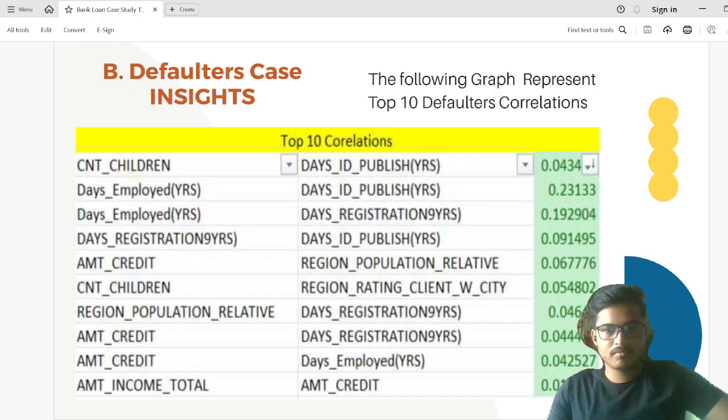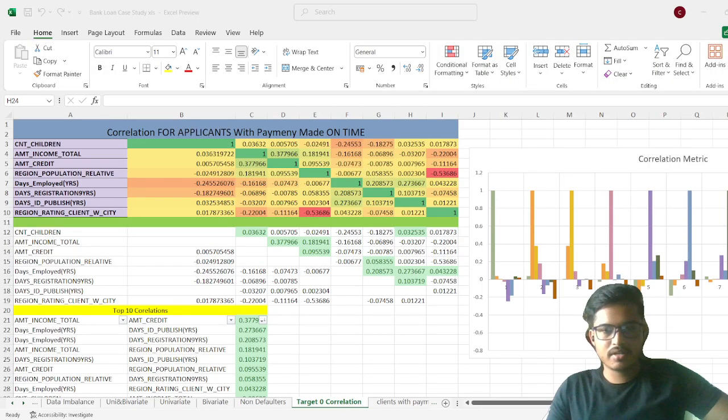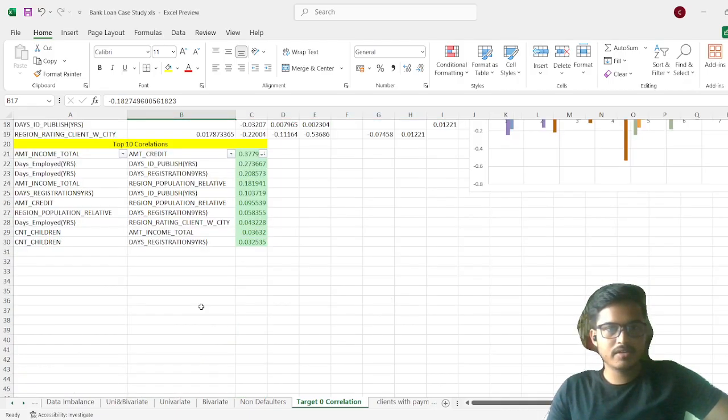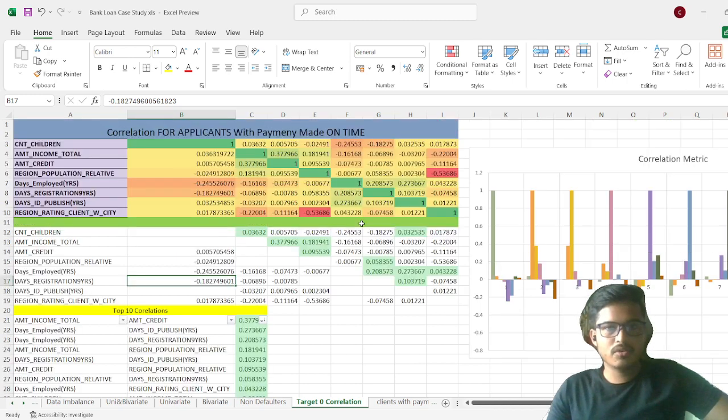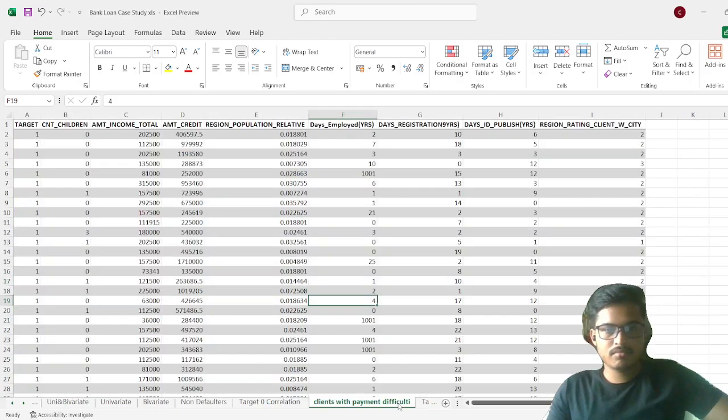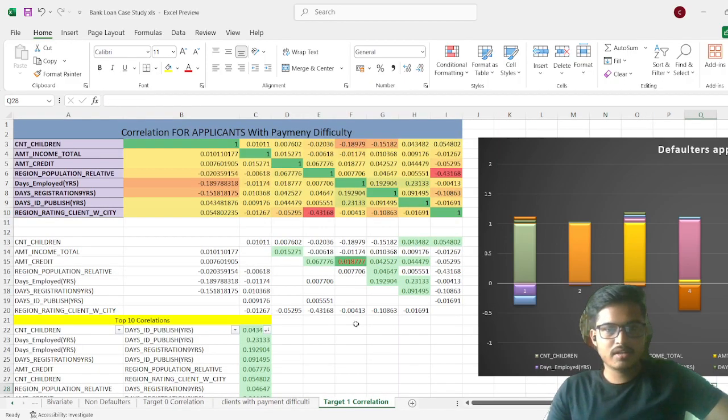Okay, fine. I'd like to show you the Excel sheet right now. This was again the Excel CORREL function used here. We copy and paste the values only here, and then we identify, using conditional formatting, the top 10. We have dropped down here their correlation, and this is our graph for clients with payment difficulties, so we have set the target to 1 and we will use the same tactic.